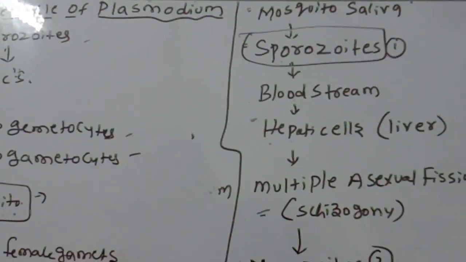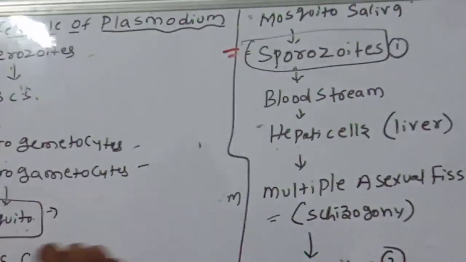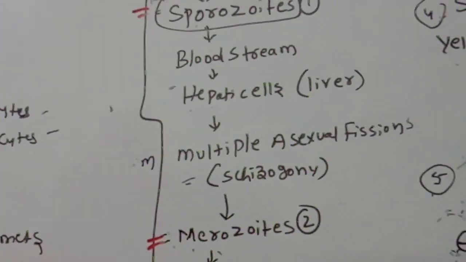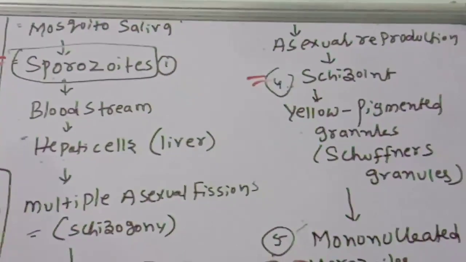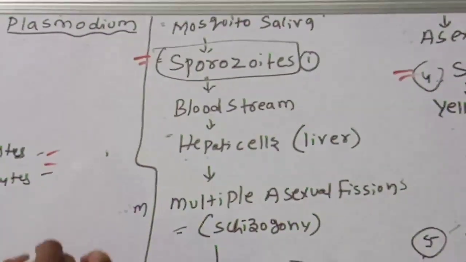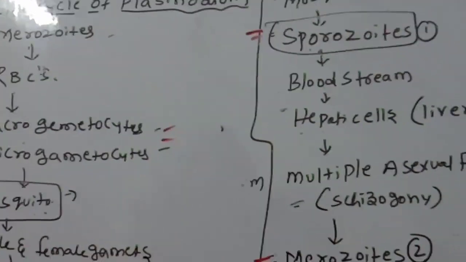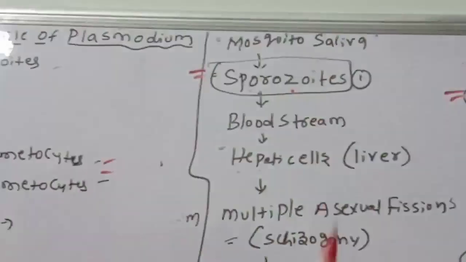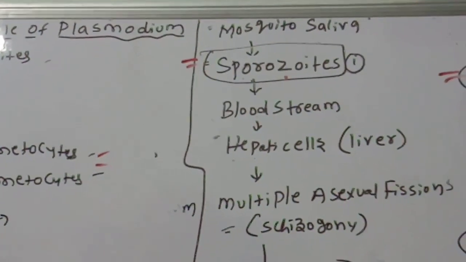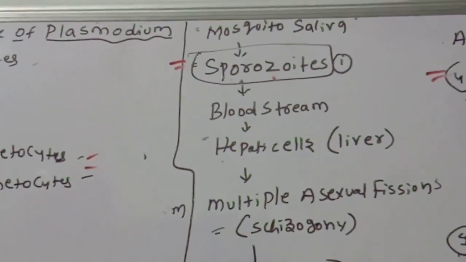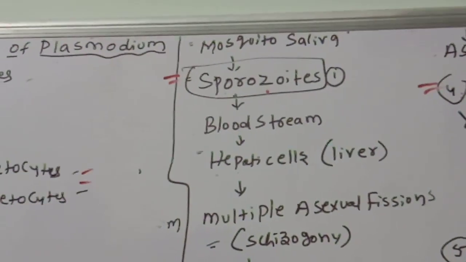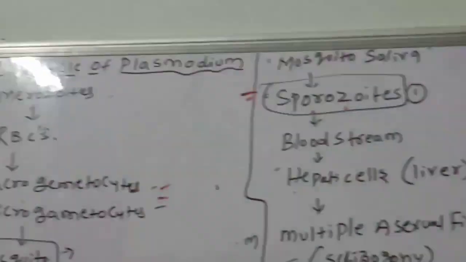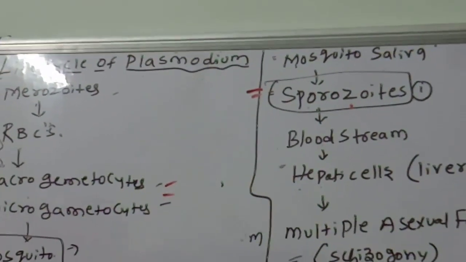So what are the terms to remember? Sporozoite, first one. Then merozoites. Then trophozoites. Then zygotes. Then merozoites. Then macrogametes. Then sporogamy, zygotes. Like this the cycle repeats. The infected stage is called sporozoites. This is about the life cycle of which one? The plasmodium.